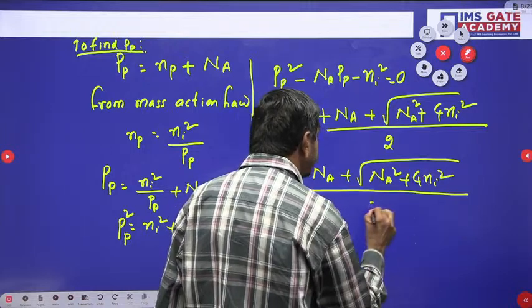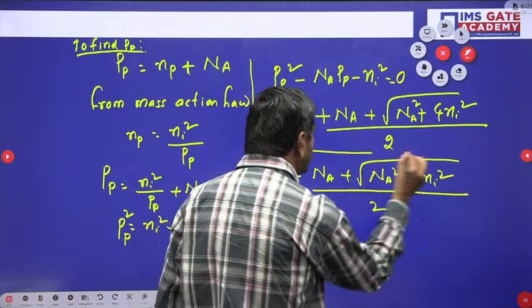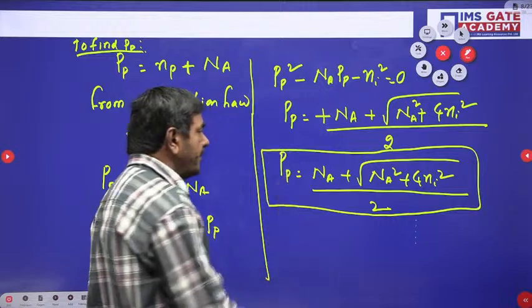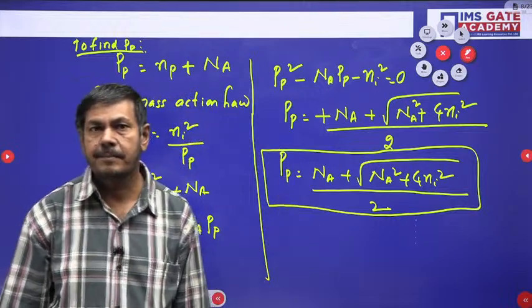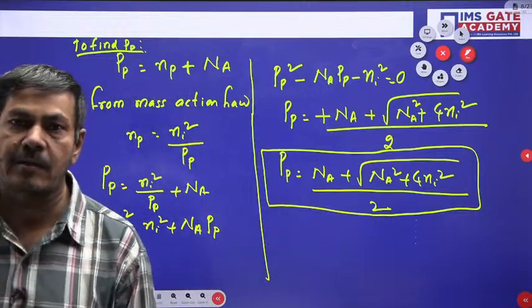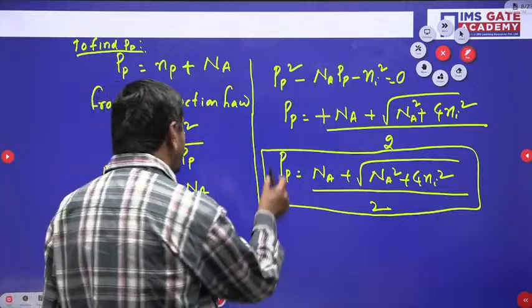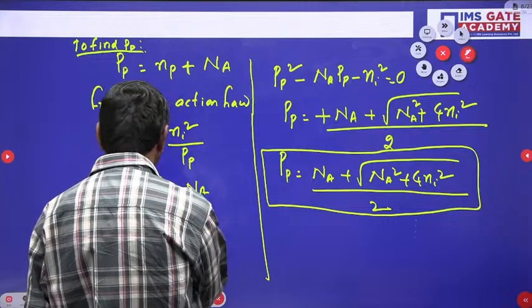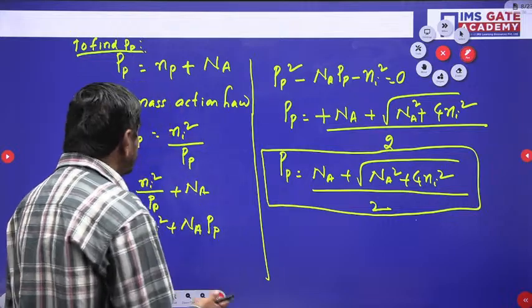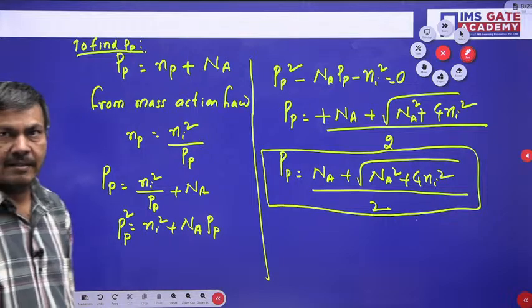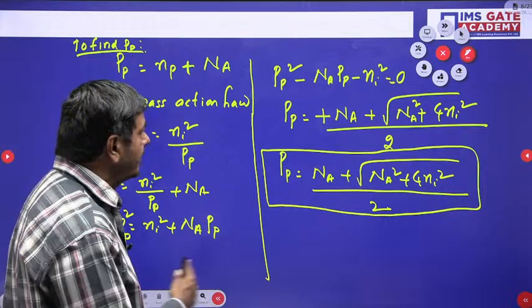By using this formula, you can find the concentration of holes in a p-type extrinsic semiconductor. That means the majority carriers in a p-type extrinsic semiconductor you can calculate by using this formula. Once you find the majority carriers, the minority carriers you can get from the mass action law. So electrons and holes concentration you can find this way.